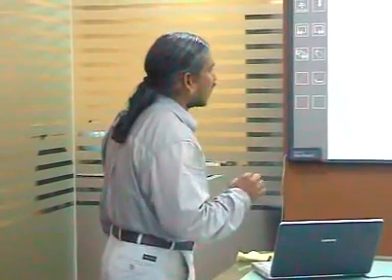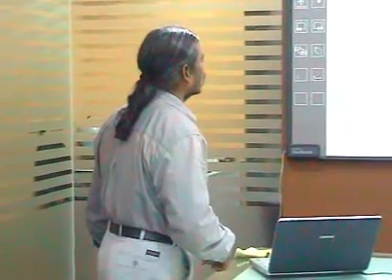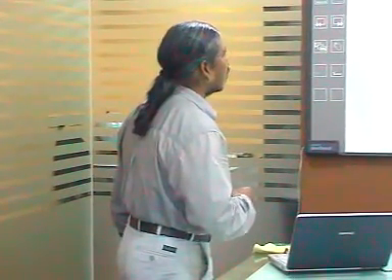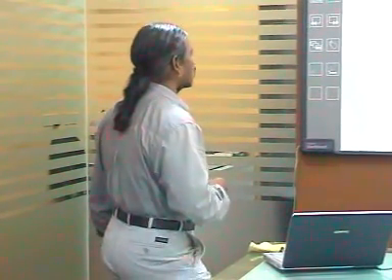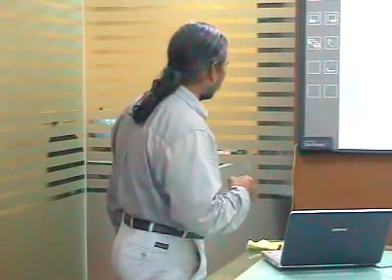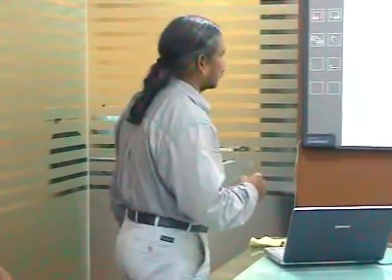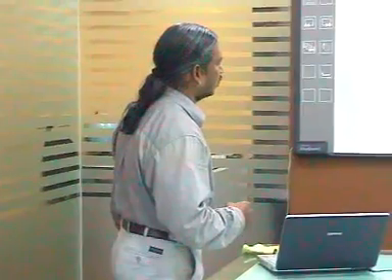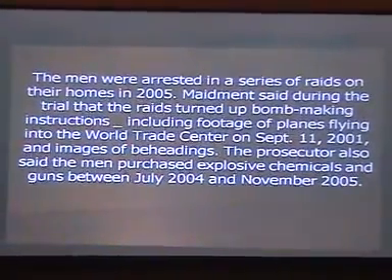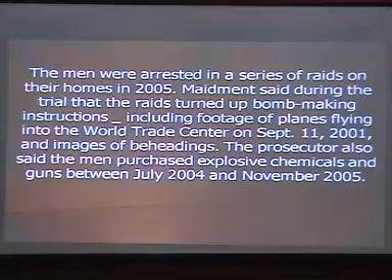Continue. The trial began in November 2008. Prosecutor Richard Bateman told the jury in New South Wales State Supreme Court that the men planned to use explosive devices or firearms to commit extreme violence in a bid to force Australia's government to change its policy on Middle East conflicts. Justice Anthony Wheely restricted the media from publishing the men's names on the internet. The men were arrested in a series of raids on their homes in 2005. Many men said during the trial that the raids turned up bomb-making instructions, including footage of planes flying into the World Trade Center on September 11, 2001, and images of beheadings.